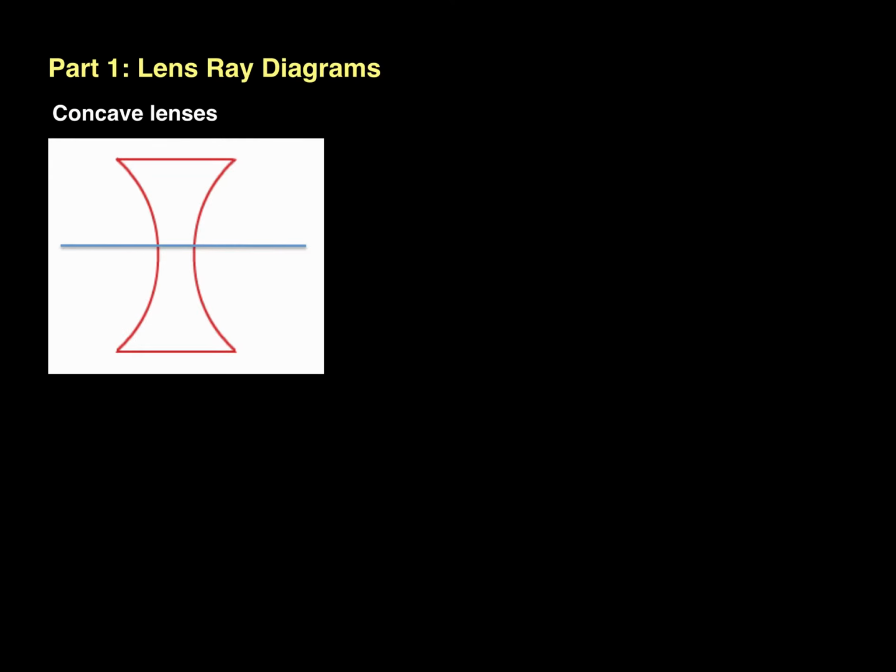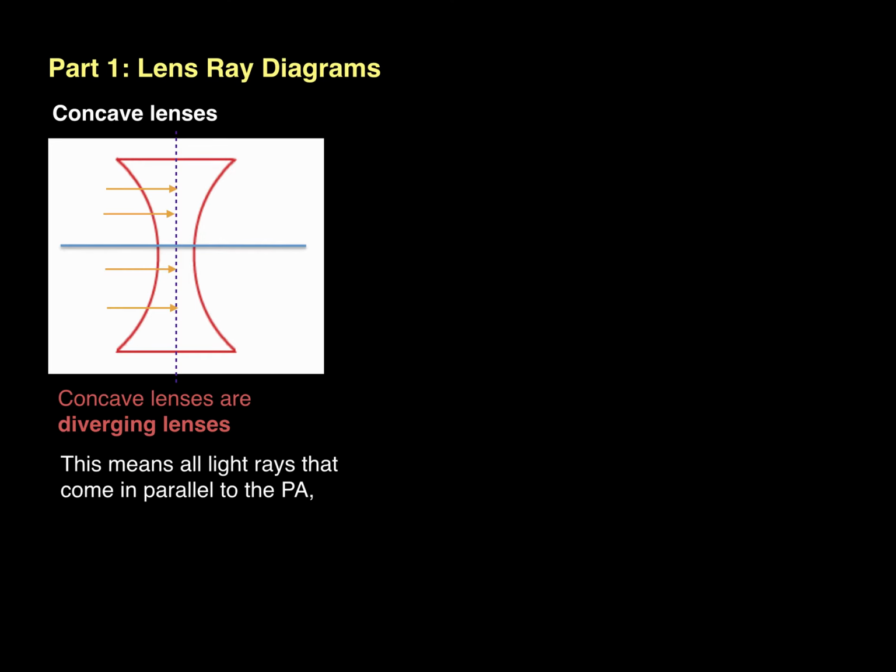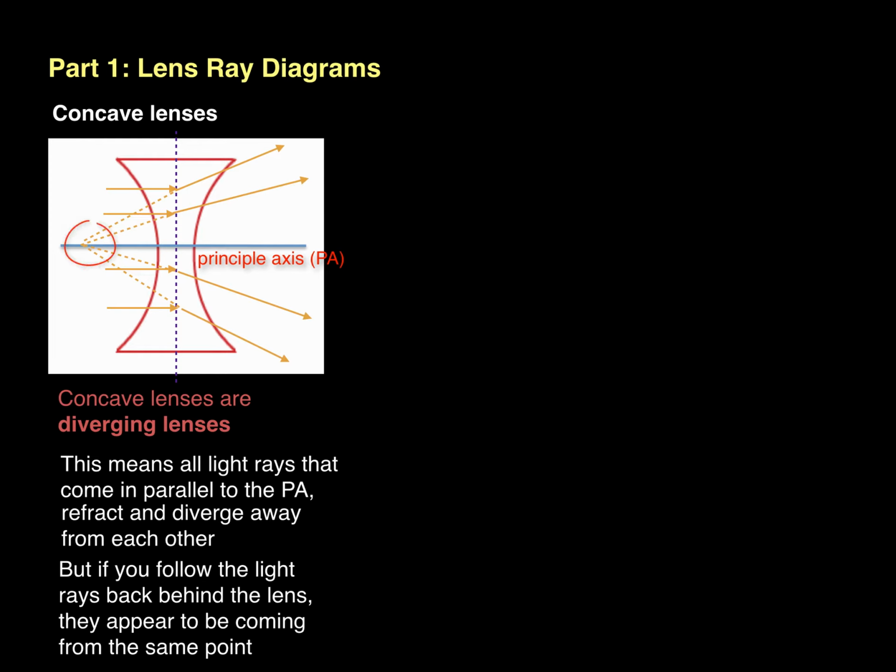Part 1. Lens ray diagrams. When you draw a lens diagram, you should always draw a dividing line down the middle vertically. Concave lenses are lenses that dip in on either side. Concave, like a cave. Concave lenses are diverging lenses. This means all light rays that come in parallel to the principal axis refract and diverge away from each other. But if you follow the light rays back behind the lens, they appear to be coming from the same point. This point is a focus, and since this point of intersection doesn't actually exist, we call it a virtual focus.